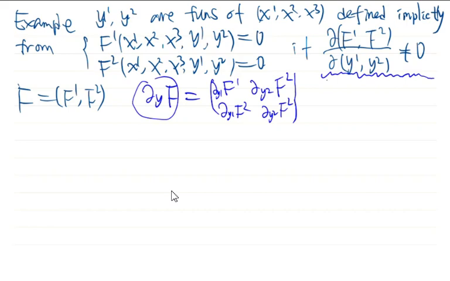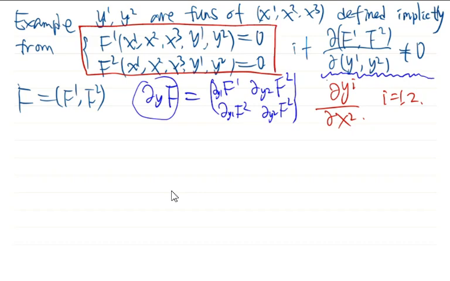Now our problem is, having known that y1, y2 can be implicitly defined as a function of x1, x2, x3, how to compute the derivative? If we want to compute dyi/dx2, for example, i is 1, 2, we simply take the derivative of these two equations with respect to x2.